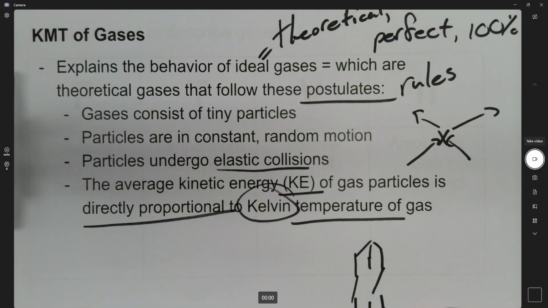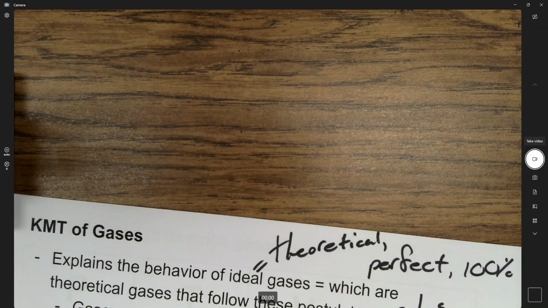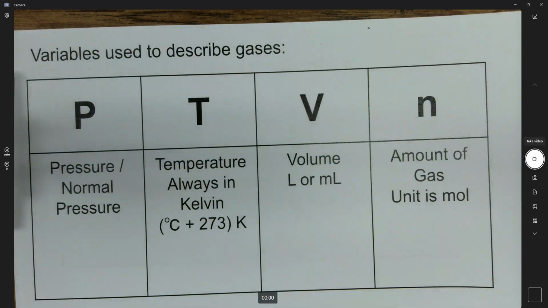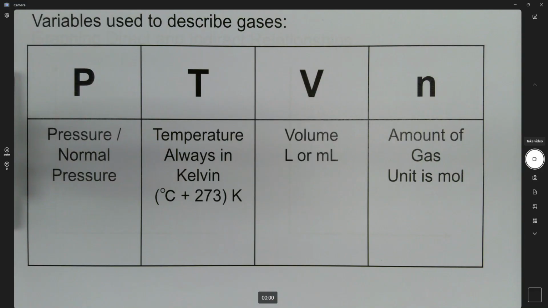All right, guys, moving on. If you didn't get it, you can always get it from your neighbor next to you, or you can pick it up from me after class.